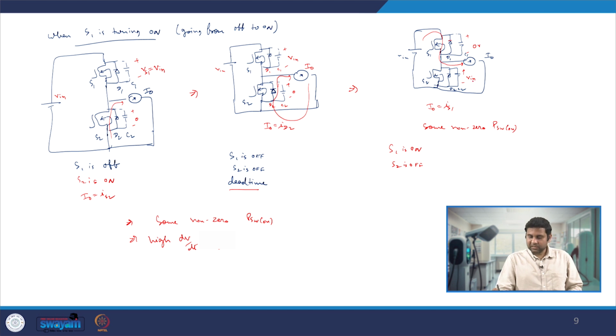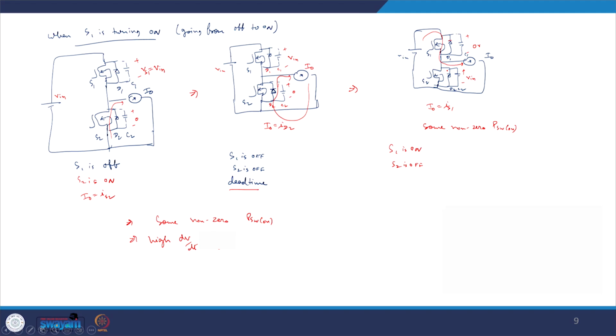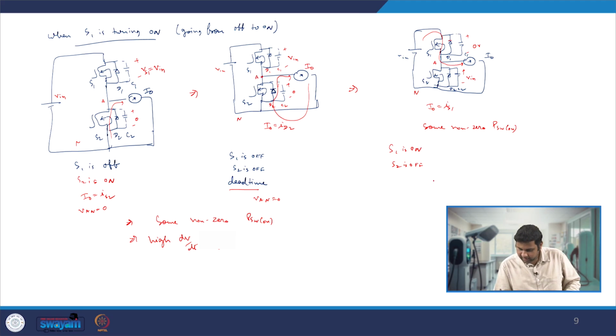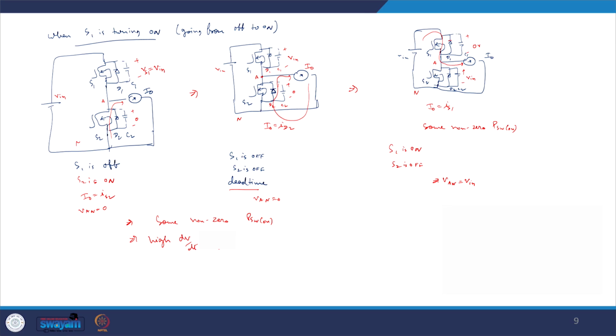The C2 will get charged to Vin by taking additional current from the Vin voltage itself. Here, the VAN voltage is 0. Here again, the VAN voltage is equal to 0. Here, VAN suddenly goes to Vin. There it was slowly going to 0 voltage; here it has gone suddenly.